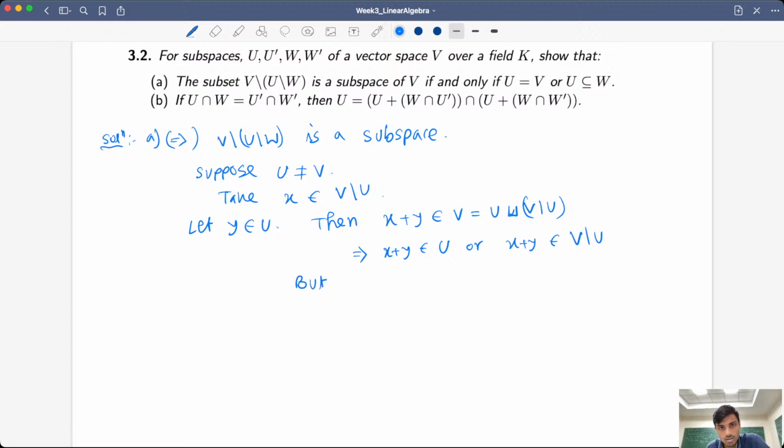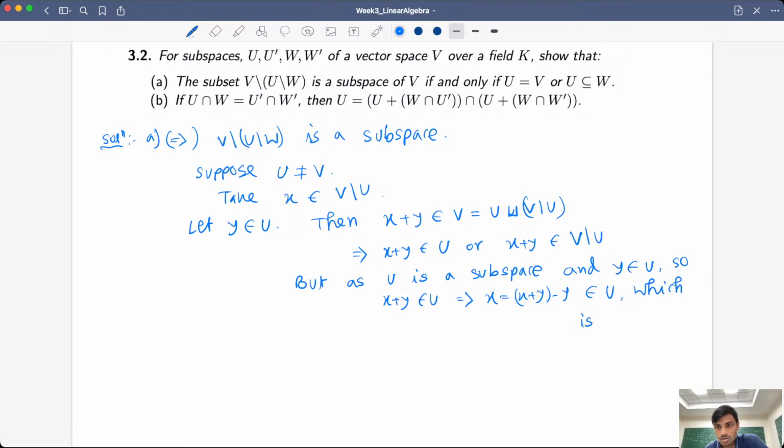But as U is a subspace and Y belongs to U, X plus Y belonging to U implies that X equal to X plus Y minus Y belongs to U, which is not possible. It's not possible because by our choice X belongs to V minus U.